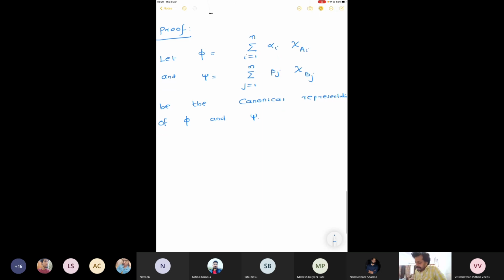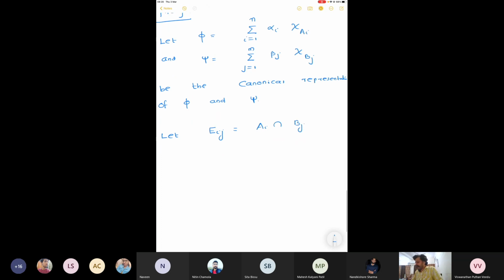Okay, let E_ij, I am defining new sets, A_i intersection B_j, where i varies from 1, 2, 3, etc. up to n, and j varies from 1, 2, 3, etc. up to m. So like this, I have defined mn sets.